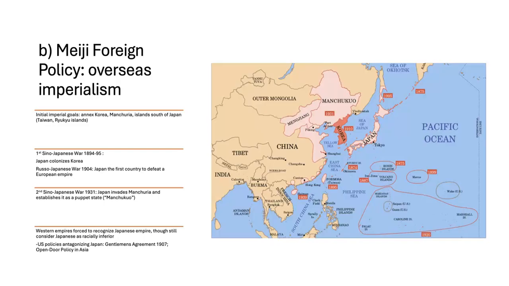So you see that in the slide here. Western empires were forced to recognize the Japanese Empire because of their military might, though they still considered the Japanese racially inferior. This leads again to Japanese resentment towards the West and the U.S. And you see that reflected in two policies when it comes to resentment towards the U.S.: the Gentleman's Agreement in 1907 and the Open Door Policy in Asia.